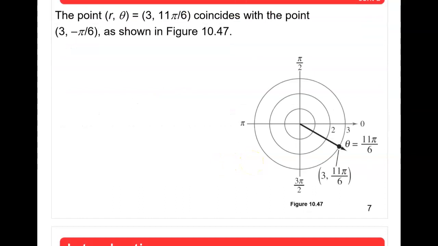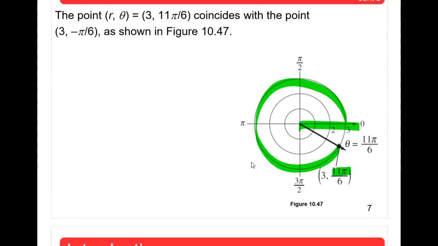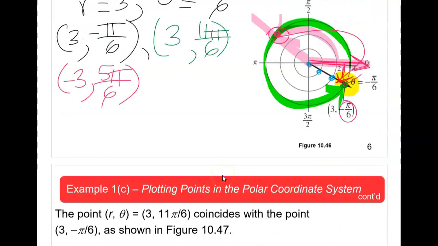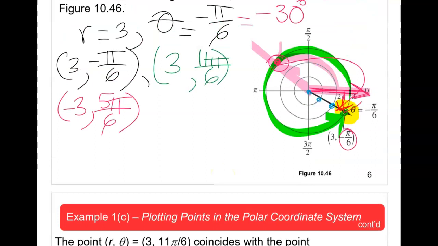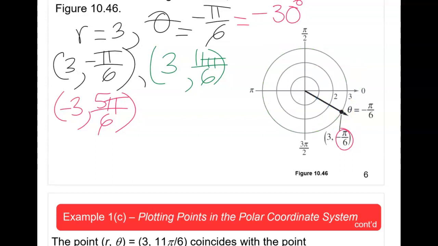So that will be starting here. We go 11 pi over 6 radians positive in that direction. And the radius is 3. So that's why we're on the third circle. Now, I'm going to just clean this up a little bit. I think I have a lot of mess. So I'm going to graph it again.